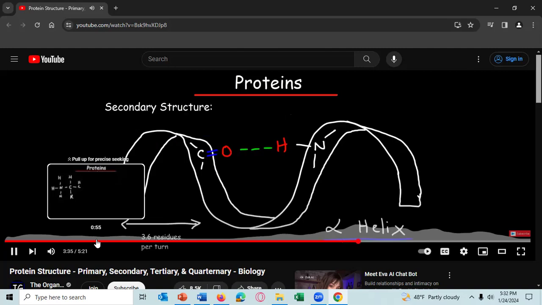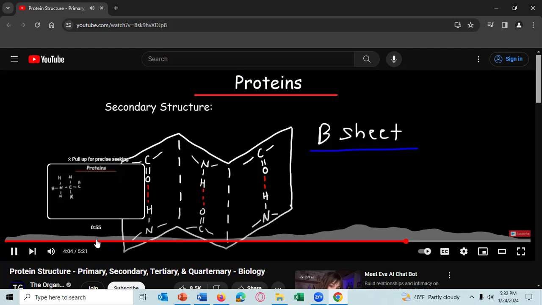The secondary structure describes the localized shape of a protein, and there's 2 of them that you need to be familiar with: the alpha helix and the beta pleated sheet. In the alpha helix, you could see that it's stabilized by hydrogen bonds. The NH group of one amino acid interacts with the carbonyl group of another amino acid, and each turn contains about 3.6 amino acid residues.